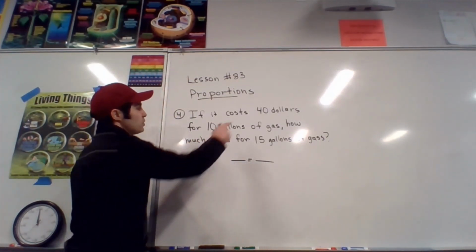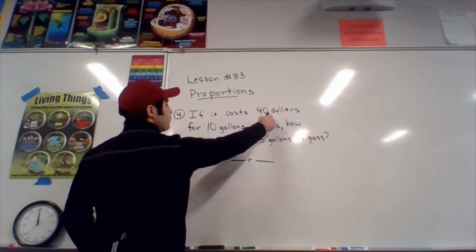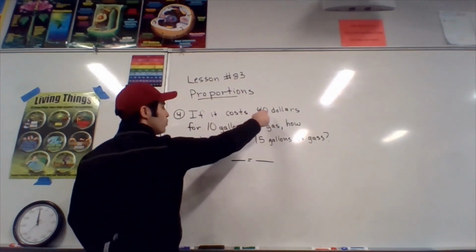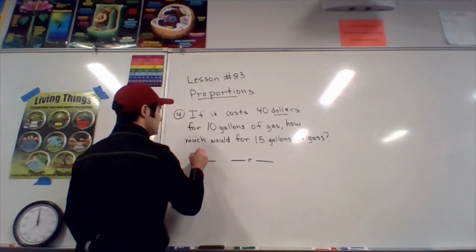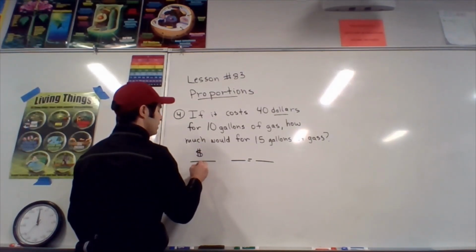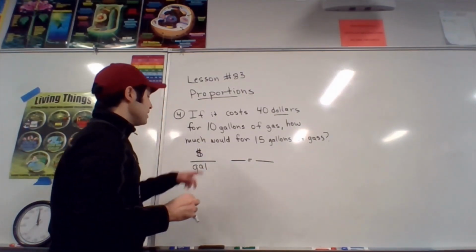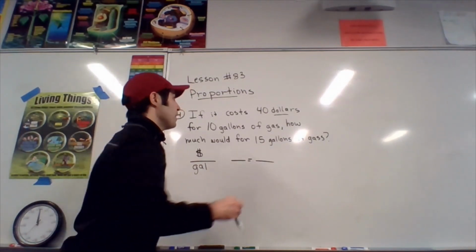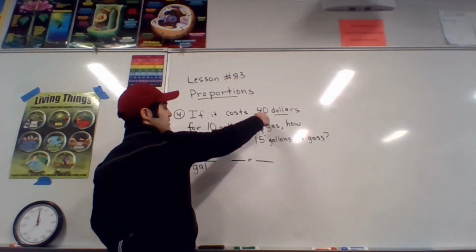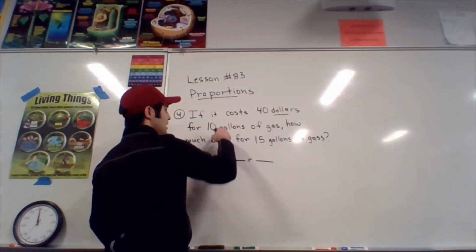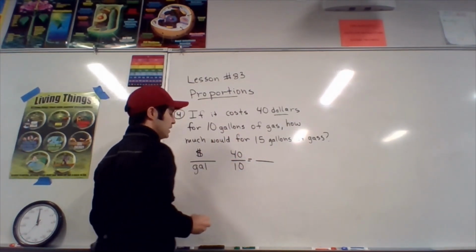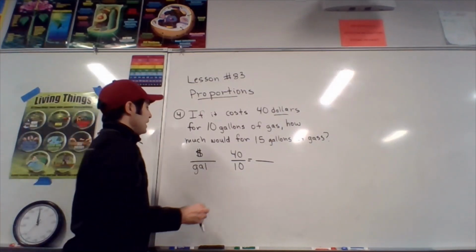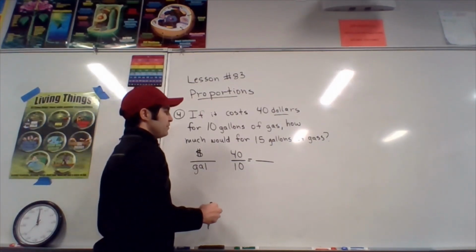Our word ratio is going to be $40 for 10 gallons. So words are dollars and gallons. So I'm going to say, let's just put money sign and gallons. So anything that has to do with money is going to go on top. The first ratio is 40 to 10. So we're going to have $40 to 10 gallons. Okay? How much would that be for 15 gallons?